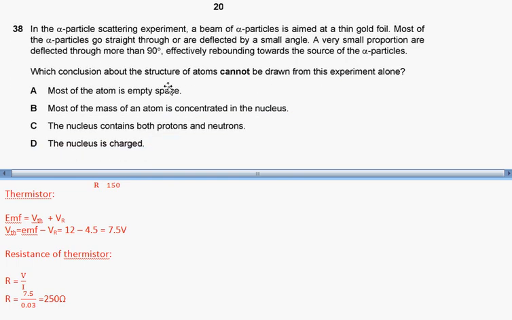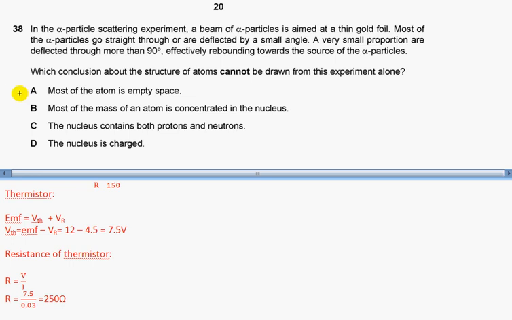38. In the alpha particle scattering experiment, a beam of alpha particles is aimed at a thin gold foil. Most of the alpha particles go through or are deflected by a small angle. A very small proportion are deflected through more than 90 degrees, effectively rebounding towards the source of the alpha particles. Which conclusion about the structure of the atom cannot be drawn from this experiment alone?